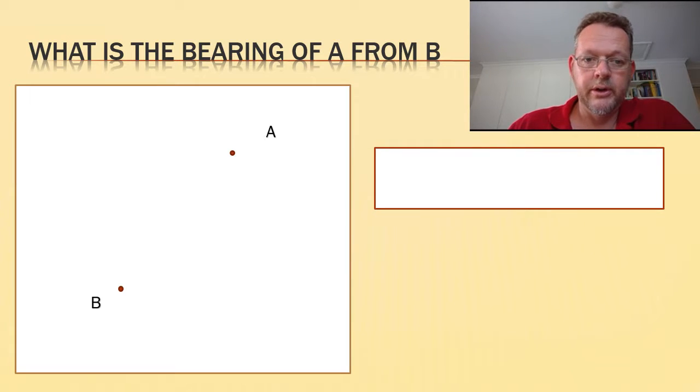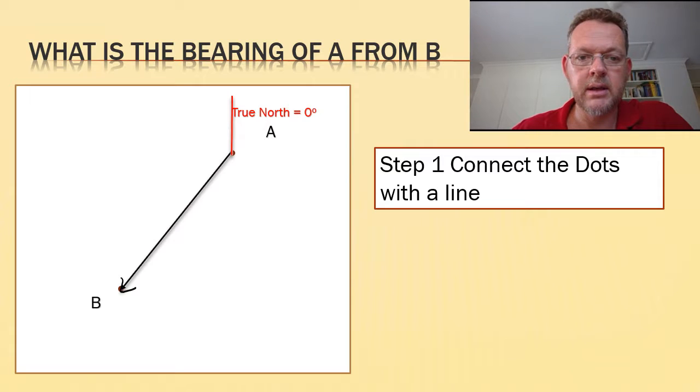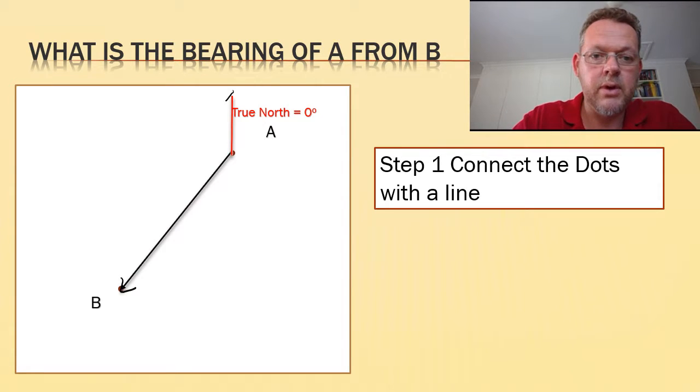Well, we've got two dots there. First of all, what we'll need to do is connect the dots with a line. So I'm drawing A to B, and you can see I've also got a little arrowhead there just to designate which direction I'm traveling in. Now I've also noted that true north is directly straight ahead or straight up, and that's typical of all our maps. True north points straight up.